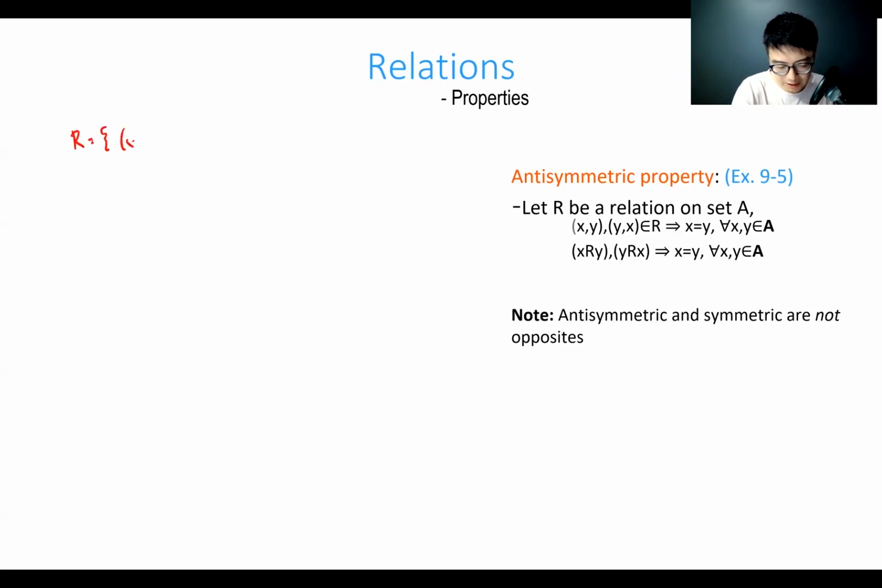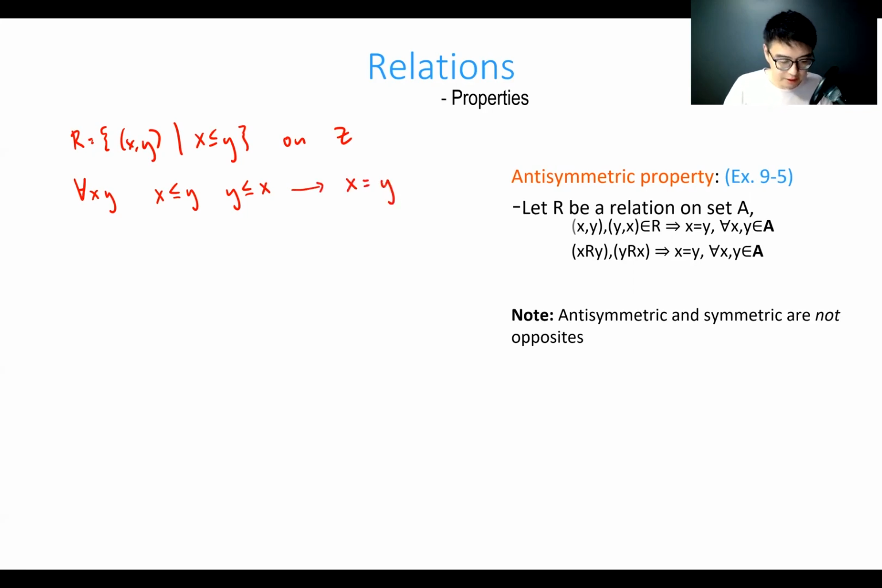Let's go back to the relation that we love, less than or equal to on the integers Z. So let's analyze this. Is this an antisymmetric property? Here is our definition: for all x, y, x is related to y and y is related to x implies that x equals y. Now, if I tell you that two numbers, x and y, satisfy x is less than or equal to y and y is less than or equal to x, is that a guarantee that x equals y? I think so. I think that's the guarantee.